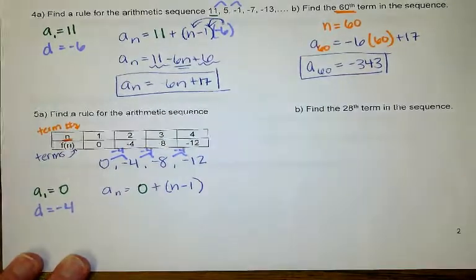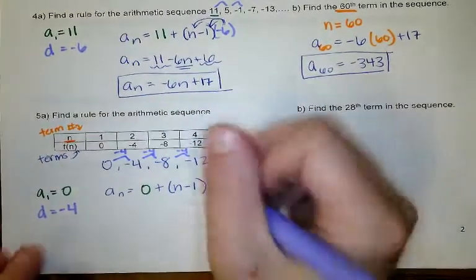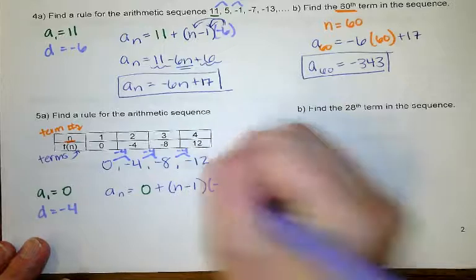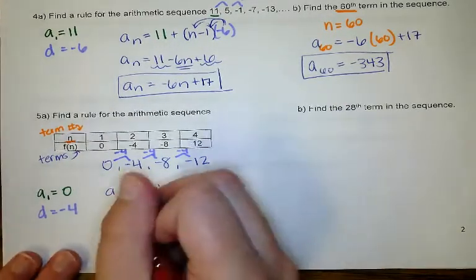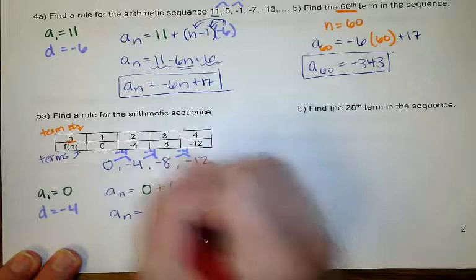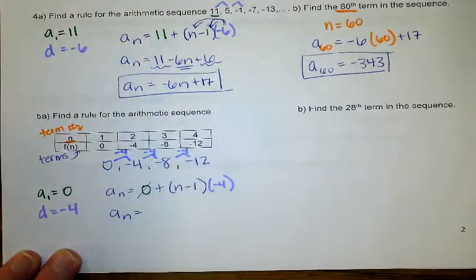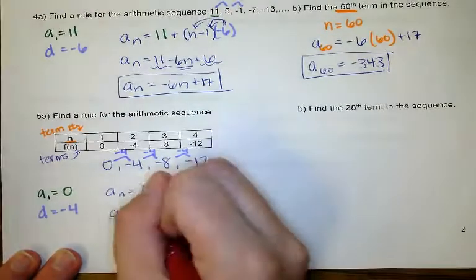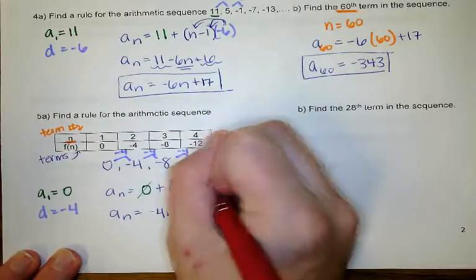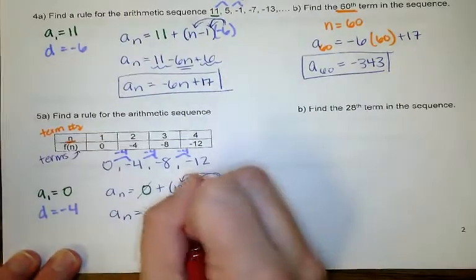Okay, so now when we simplify this, we're going to say, okay, cool. a sub n equals, do I really need to add that 0? Nah, it's gone. Negative 4 times n is just negative 4n. Negative 4 times negative 1 is just positive 4. Do we need to do anything else to simplify this? Nope. Just says a sub n.